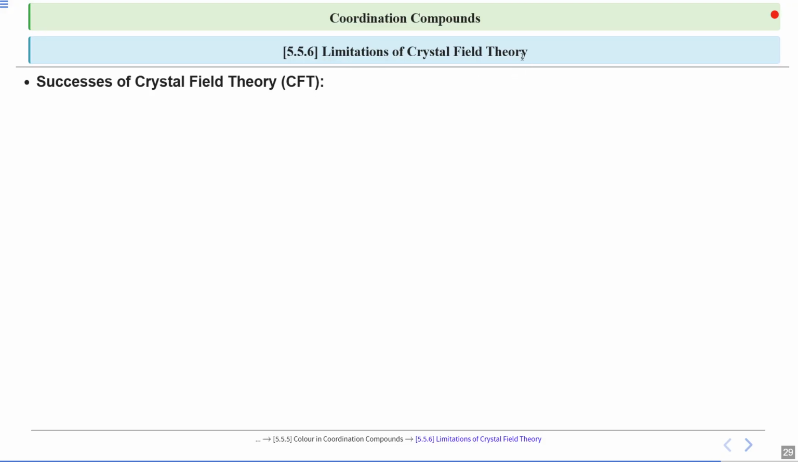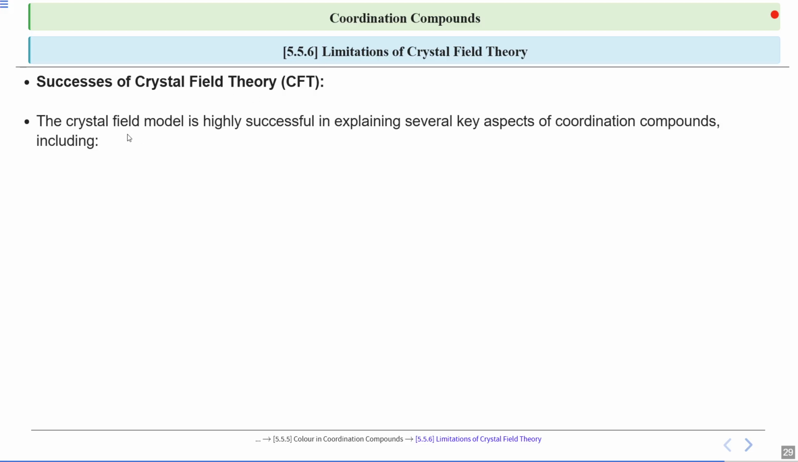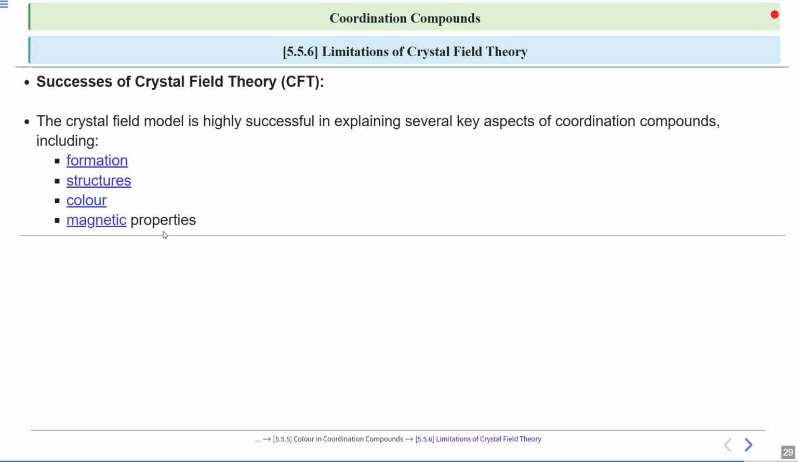Let's see the limitations of crystal field theory. 5.5.6 Successes of crystal field theory. The crystal field model is highly successful in explaining several key aspects of coordination compounds, including the formation of coordination compounds, the structure of coordination compounds, the color exhibited by the compounds of coordination complexes, and the magnetic properties related to them. So the crystal field model is highly successful in explaining these key features of coordination compounds.